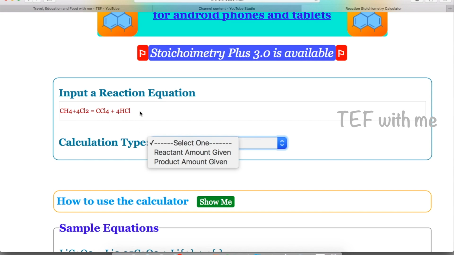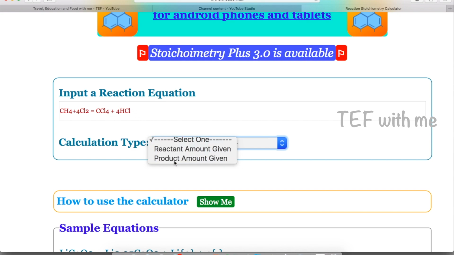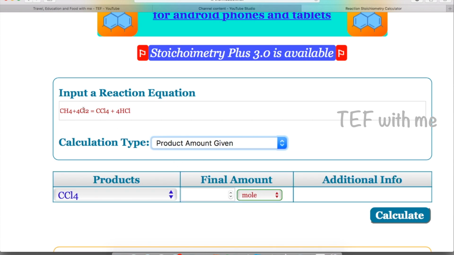And if you want to calculate the product amount, you have to choose carbon tetrachloride or HCl. So now I am going to calculate the product amount. The equation is well balanced here, so it is giving this option.